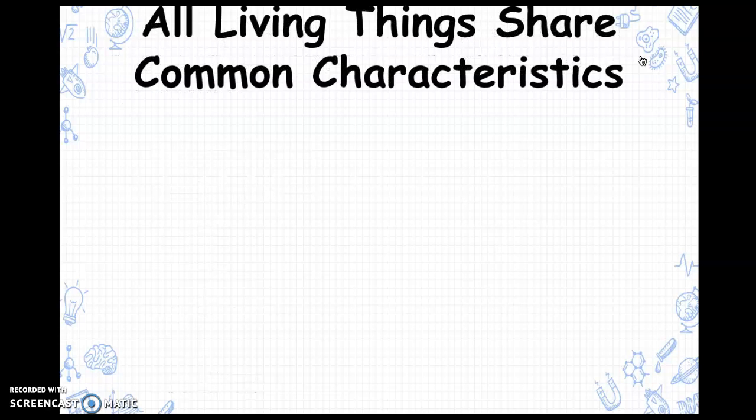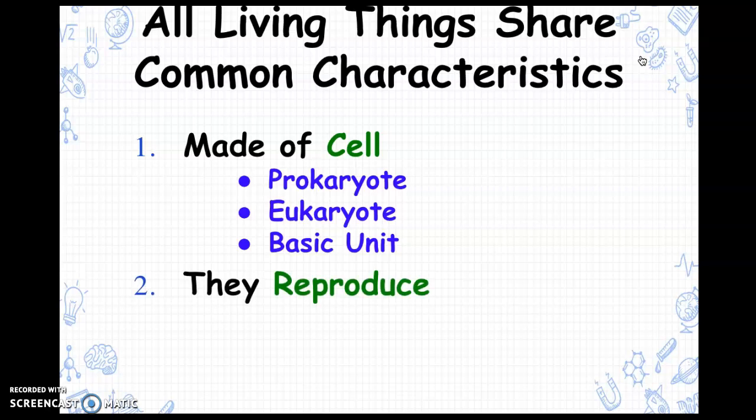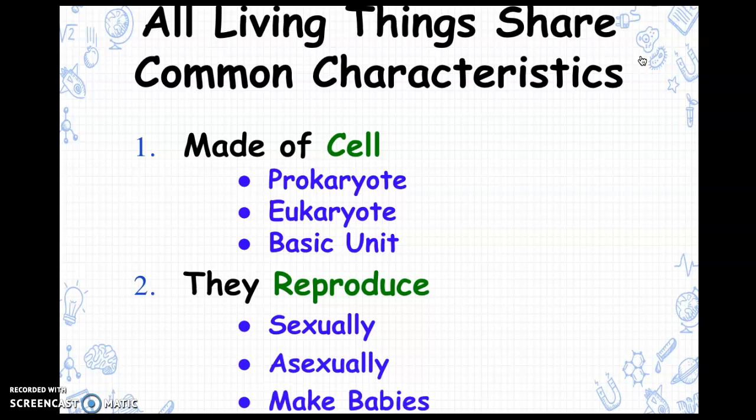So there are 8 common characteristics that every living thing must have in order to be considered living. The first is it's made of cells. If it's made of cells, it is a living thing. This includes both prokaryotes and eukaryotes, and is the basic unit of all life. They also must reproduce. There are 2 types of reproduction that we cover, sexual and asexual, and cells will reproduce using both methods.